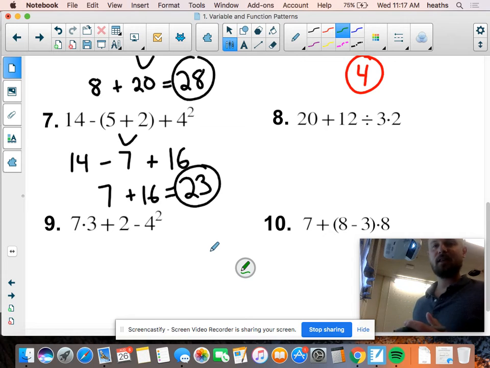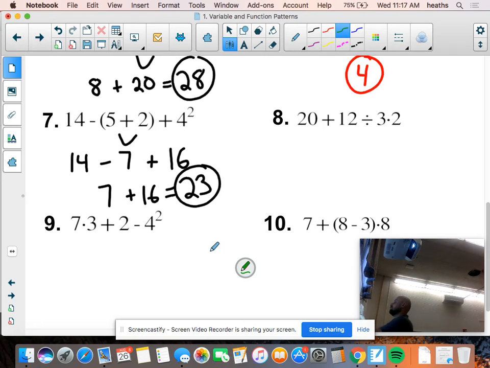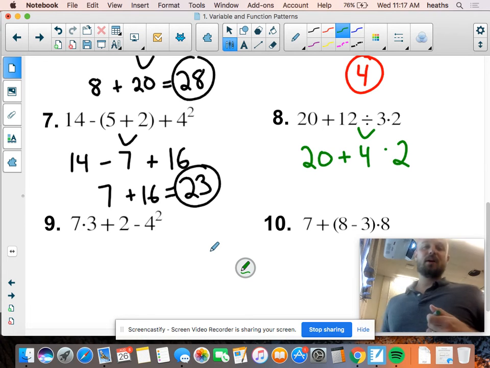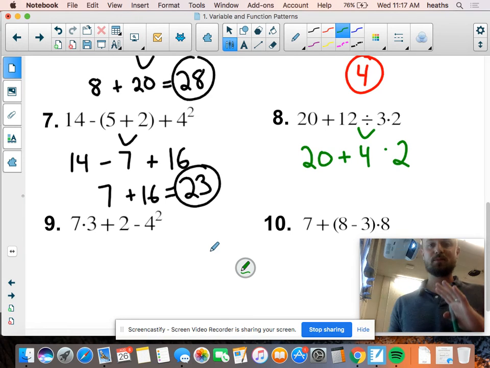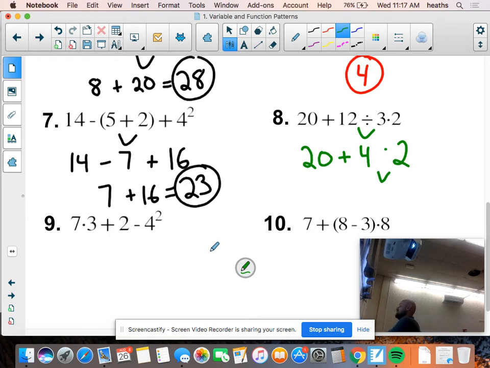So we're actually just going to go left to right on this one and do the 12 divided by 3, which is going to give us 4. Let's drop the rest of our problem down. 20 plus 4 times 2. I know that in my order of operations, any multiplication comes before addition. So we need to do that 4 times 2. And 4 times 2 is 8. And 20 plus 8 is going to give us 28.